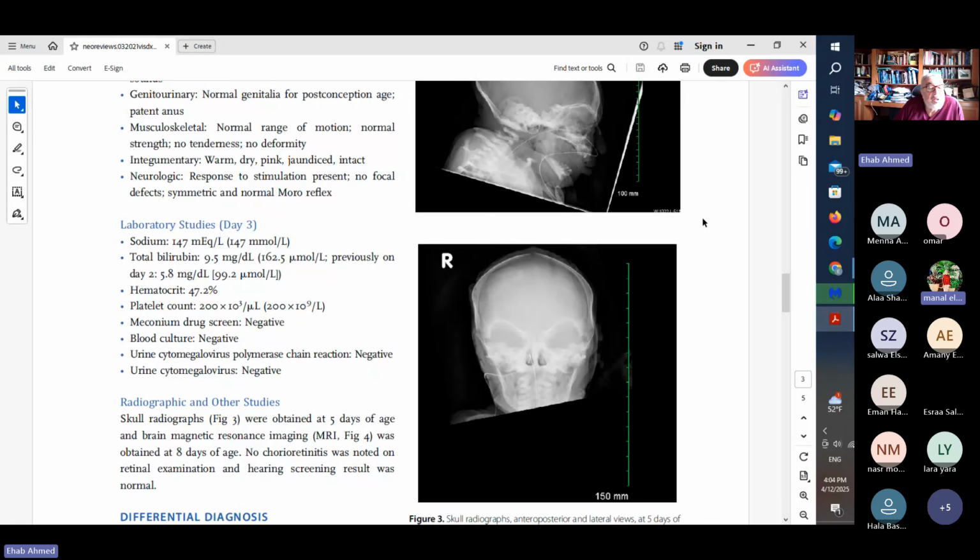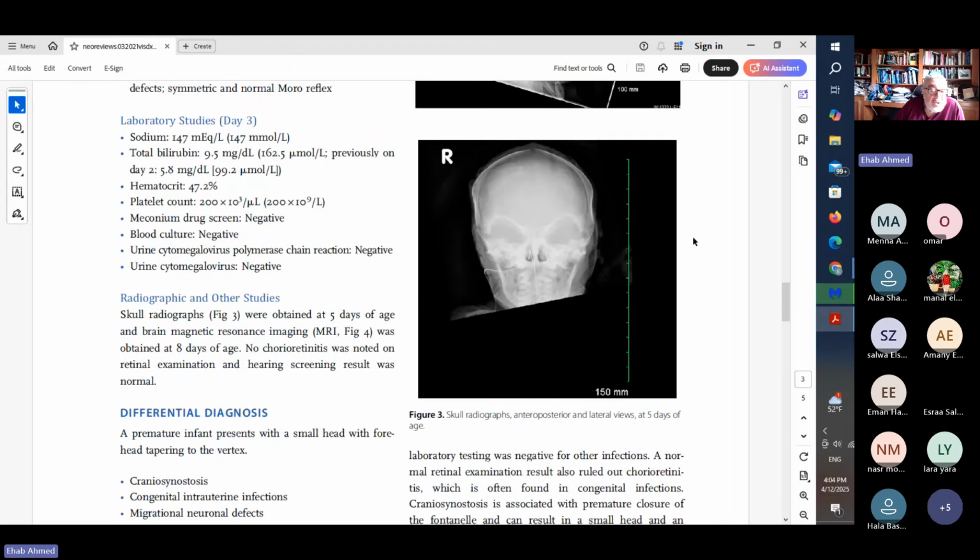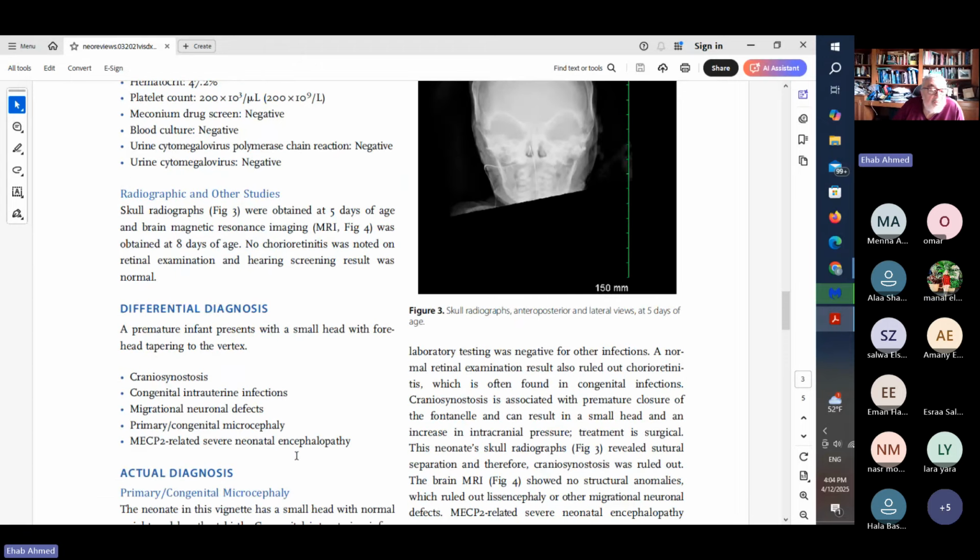It's either primary, genetic, or secondary. Secondary, like rubella syndrome, or congenital infection, CMV, toxoplasmosis. What else? Craniosynostosis. Yes, craniosynostosis. So this is the differential.